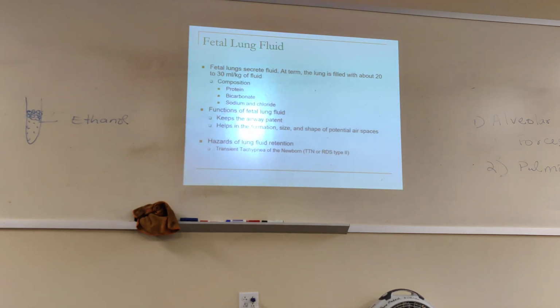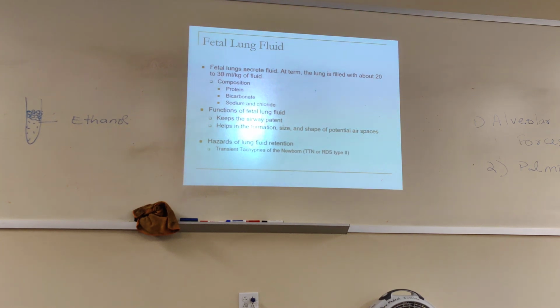So here's the fetal lung fluid. The fetal lungs secrete fluid. At term, a lung is filled up with about 20 to 30 milliliters per kg of fluid. A lot of lung fluid. The lung fluid is composed of protein. It's got bicarbonate. It's got sodium and chloride.